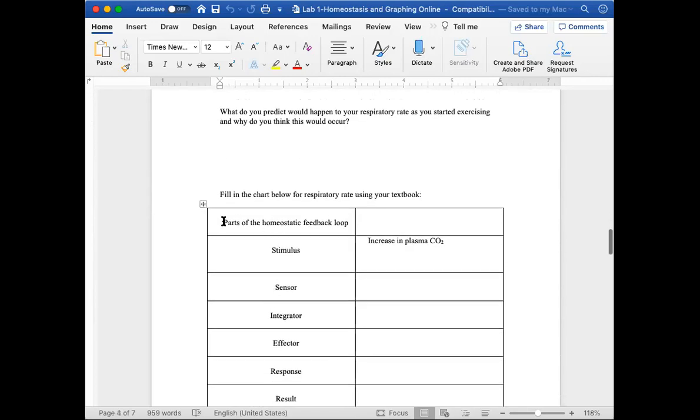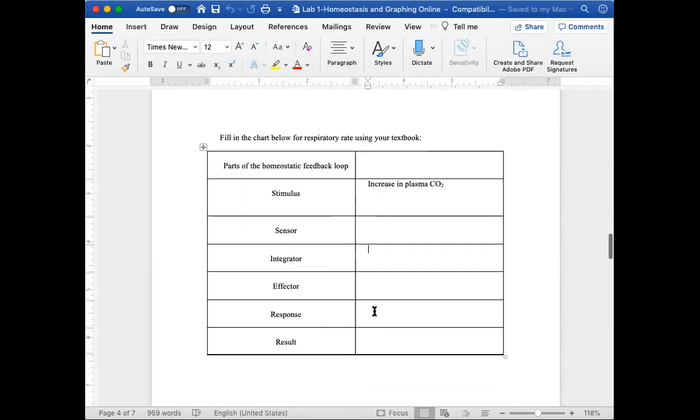And then the homeostatic feedback loop for respiratory rate is right here. Your stimulus or your mechanism to breathe is based on increase in CO2. And so I'm never going to ask increase in oxygen or drop in oxygen, because your mechanism to breathe is based off of accumulation of CO2 in your plasma. So I want you to give me a sensor and a location. Again, integrator, effector, response, and result.